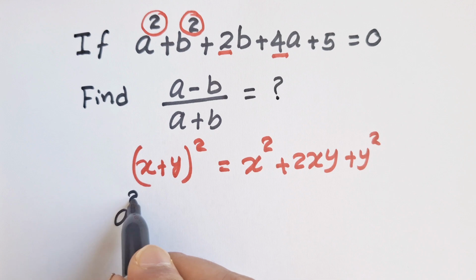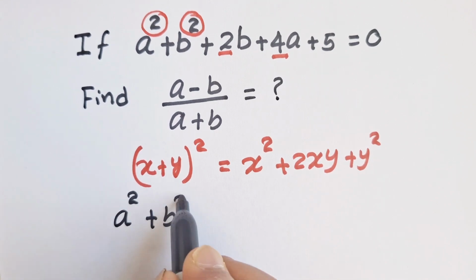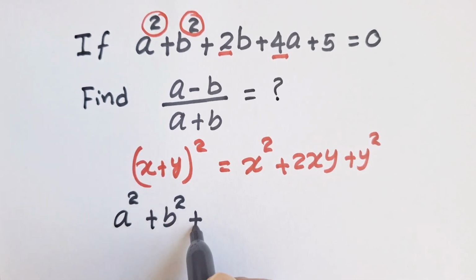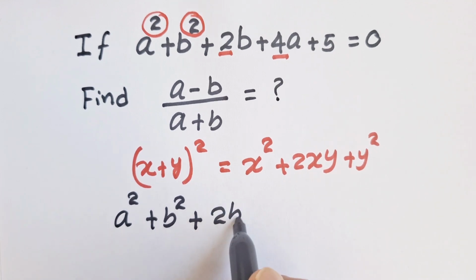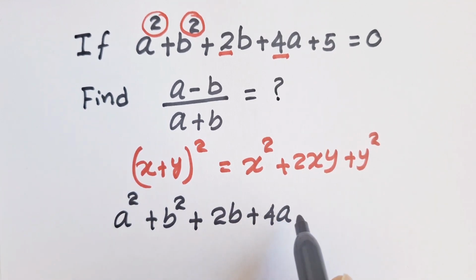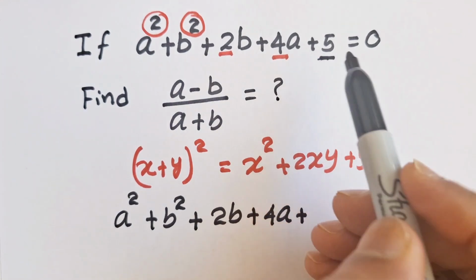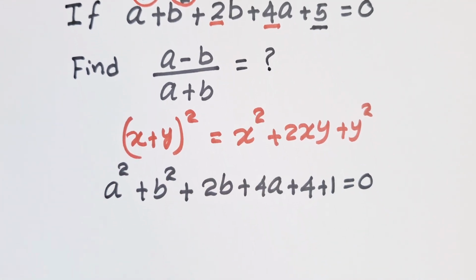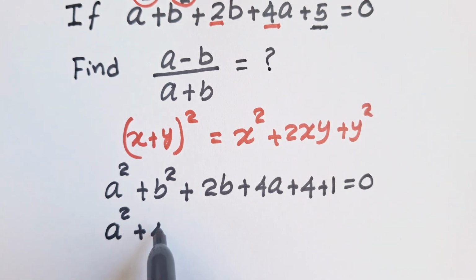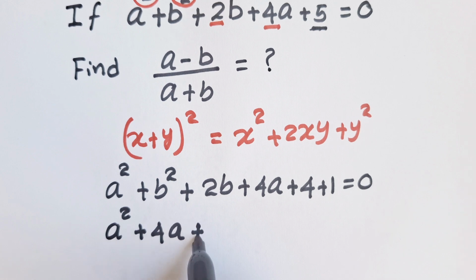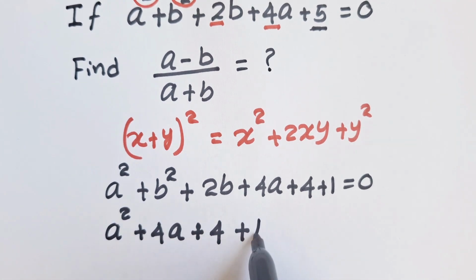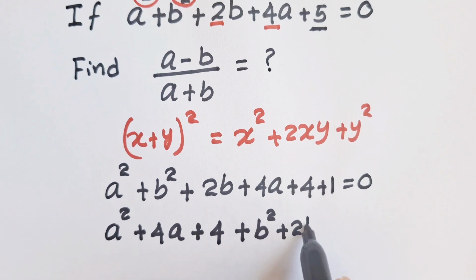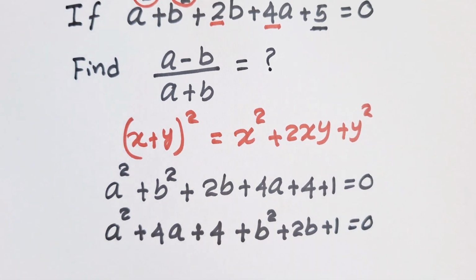Now I am going to rearrange the given equation as a to the power 2 plus b to the power 2 plus 2 times b plus 4 times a plus, I'm going to rewrite this 5 as 4 plus 1. Now I can rearrange the equation: a square plus 4 times a plus 4, plus b square plus 2 times b plus 1 equals 0.